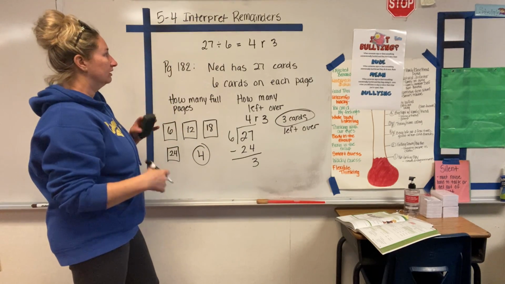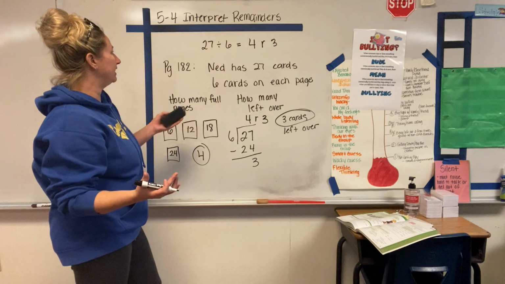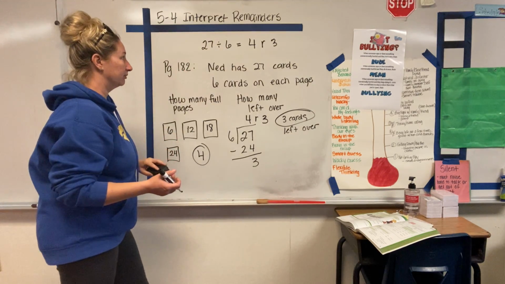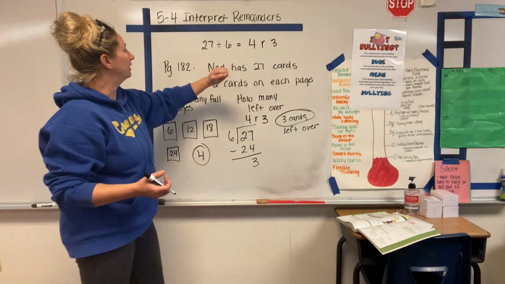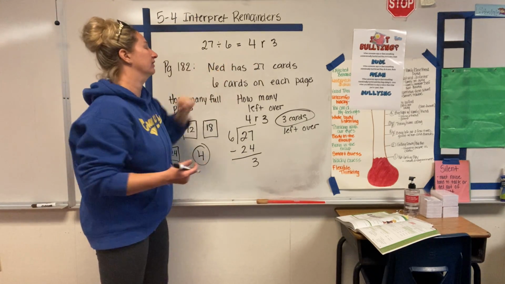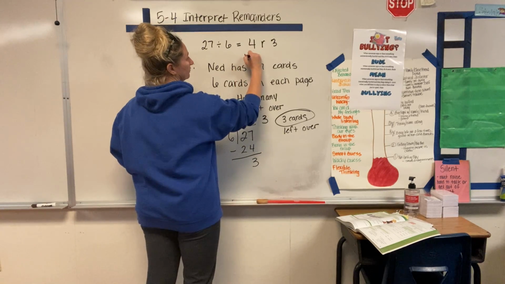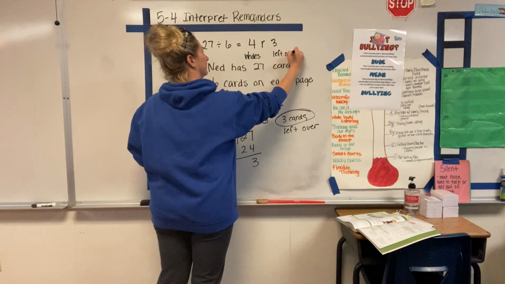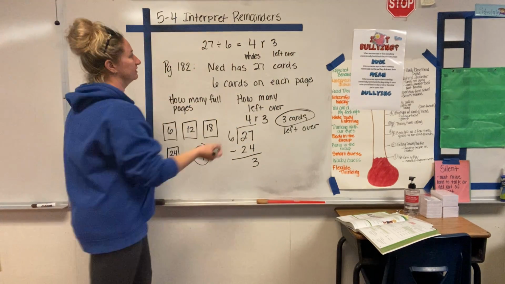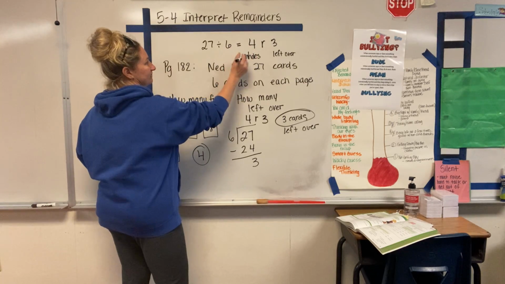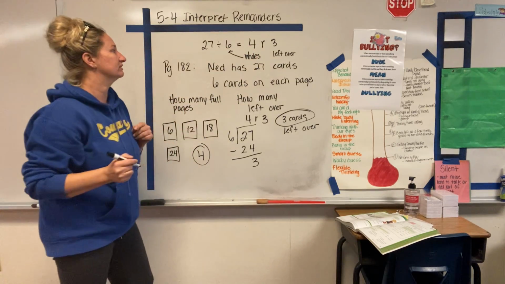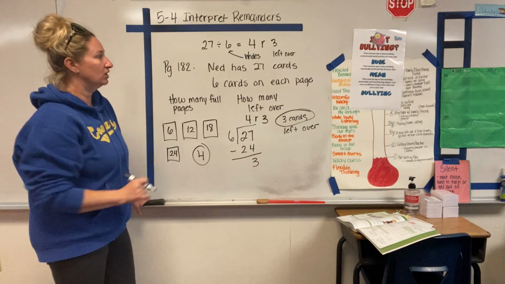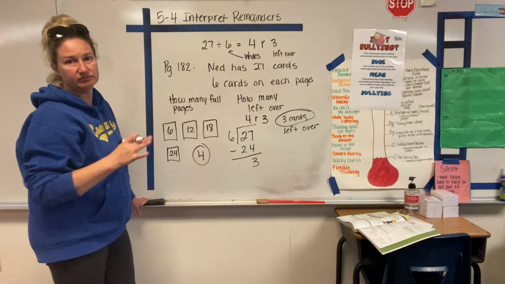So that's what we're doing here. We're taking a larger number, dividing it by a smaller number. We're going to write how many wholes, and how many left over that don't make this whole number. So there's 4 6s and 3 left over. All right, so I'm going to erase this and we're going to do another example without all this writing.